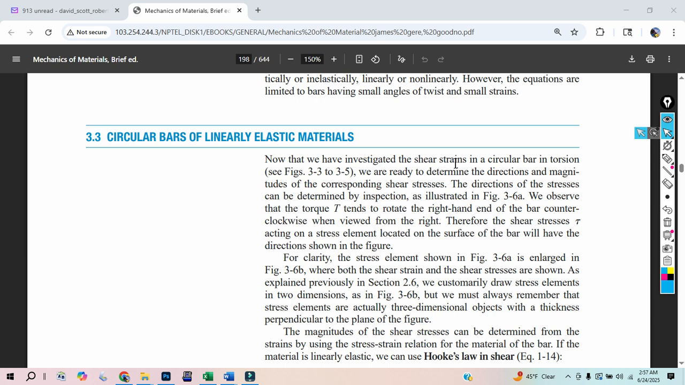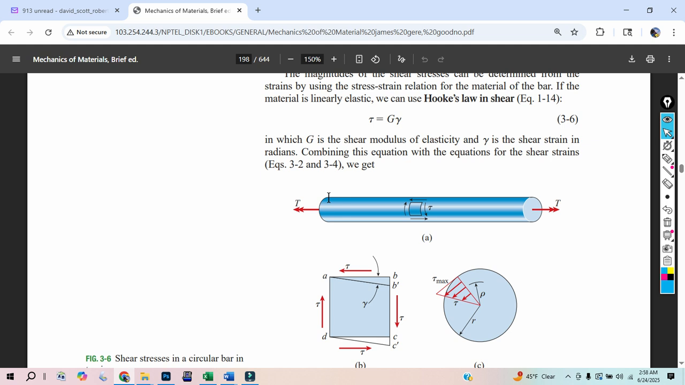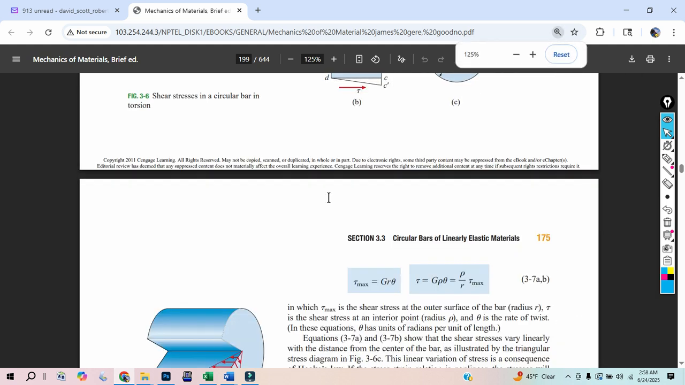The strain component is that angle, but this angle multiplied by that side can be easily seen as that portion that got raised up. That's going to happen in the circular bar in torsion. Not in the middle, all on the outside, and it's going to be a linear relationship. So anyway, we're going to see that. This says go to figures 3.3 to 3.5. So we're going to do that.